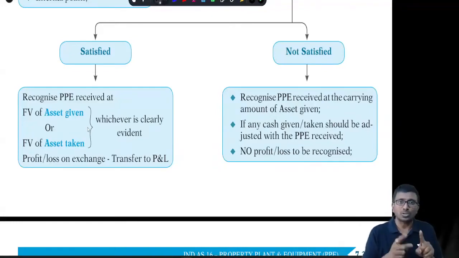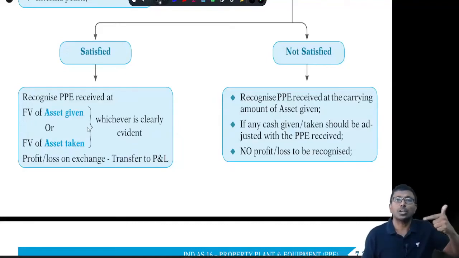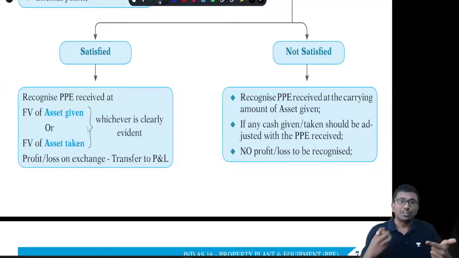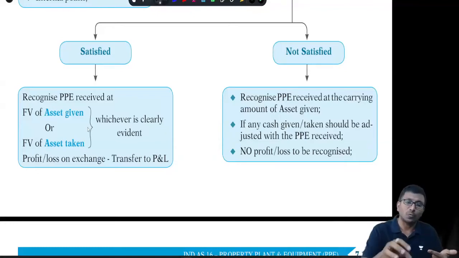Okay, sir, in the question they have given the fair market value of the asset given and the fair market value of the asset taken, both are available. Then the first priority will go to the fair market value of what you gave. Why? Because we are supposed to measure the initial recognition, we have to measure the PPE at cost. Cost is what you lost. What you lost is what you gave. The fair market value of what I gave, that is the cost really. That's why we will take it.